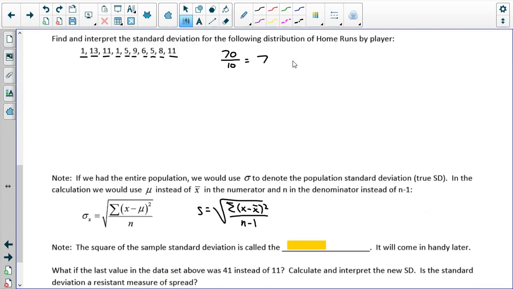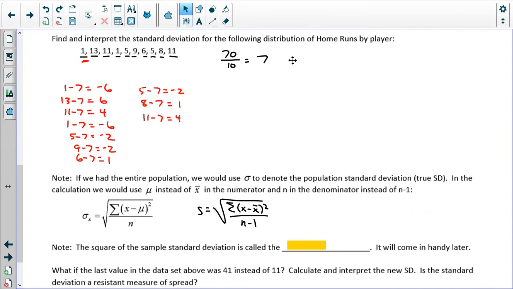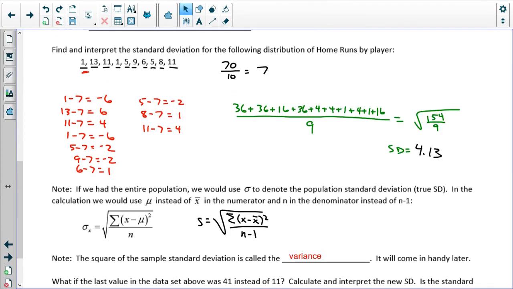So what we're going to do is take each data point and subtract it from 7. So 1 minus 7 is negative 6. 13 minus 7 is 6. So let's just quickly do that. 6 squared is 36, plus 36, plus 16, plus 36, plus 4.